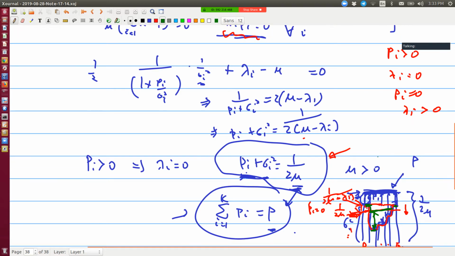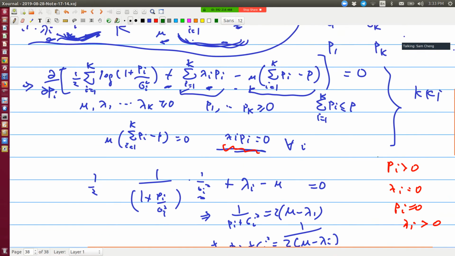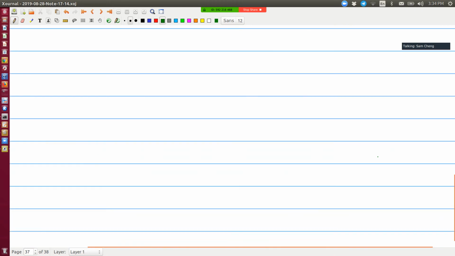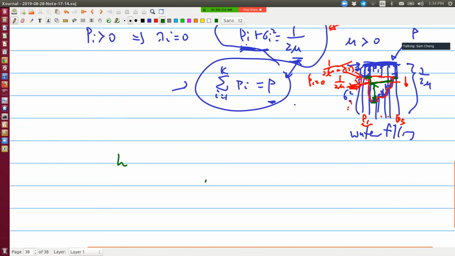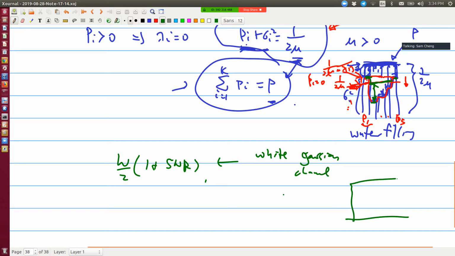The conclusion is we want to have an allocation. What you have, if you remember, is a formula that you just mentioned, W log(1 + SNR) or something, right? That's the case for a white Gaussian channel. That's when you have a band where all the noise power is the same, the noise power density is the same.